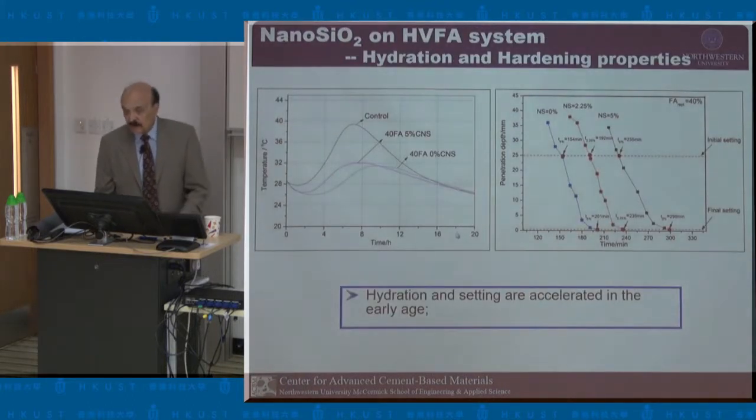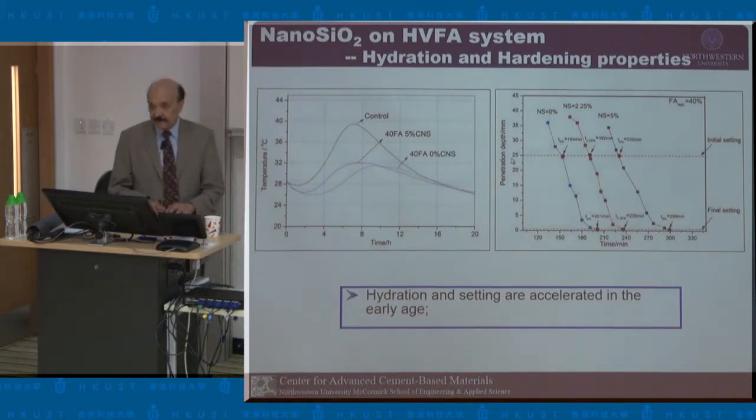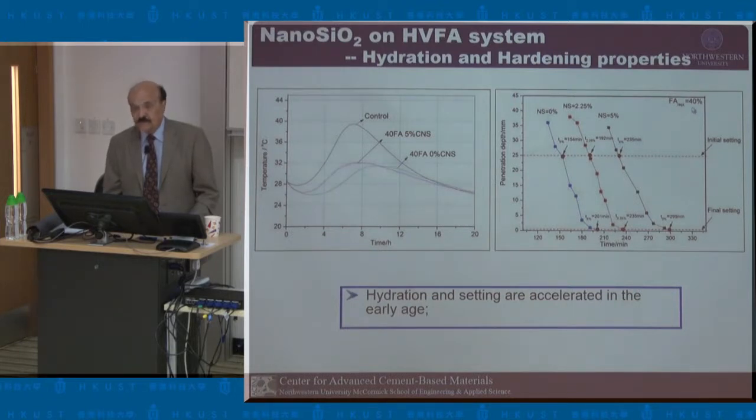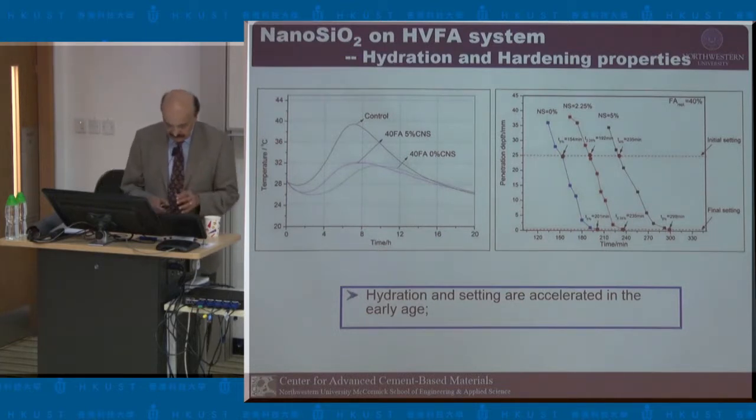So if you look at the right, I realize I don't know how that happened, but the label is wrong. This is the initial set and final set measured by Vicat. 40% of the cement is fly ash. And this is no addition of colloidal nanosilica, this is 2.5%, this is 5% of colloidal nanosilica. Colloidal nanosilica because the nanosilica is already dissolved. Addition of nanosilica accelerates. We also found the same thing with other nanoparticles.